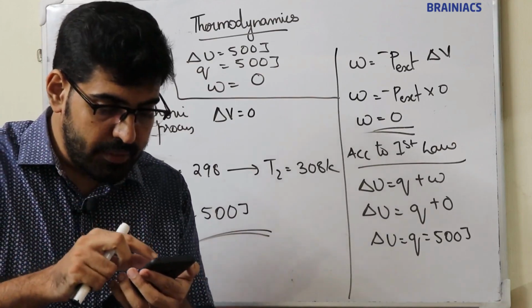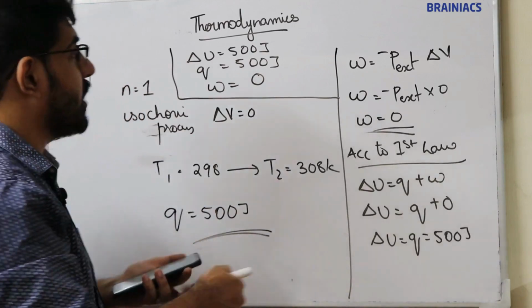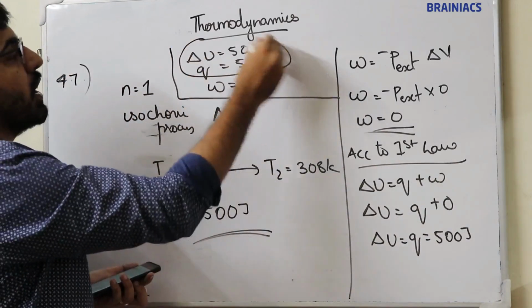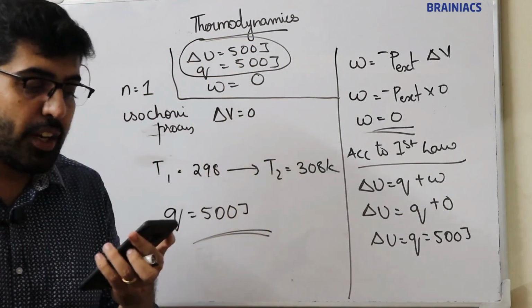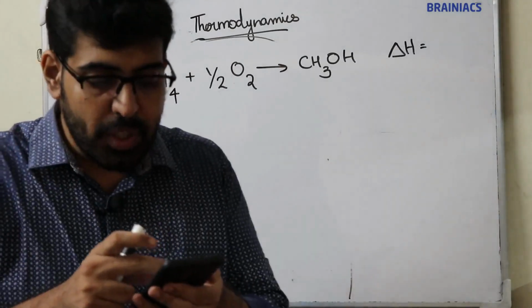So the answer is option 2, Q is equal to delta U. Q and delta U are equal. Q is equal to delta U, 500 joules, and W is equal to 0. I think it's clear. So next, question number 48.